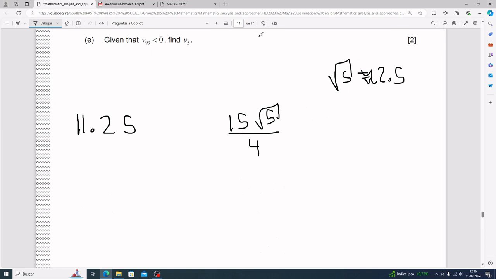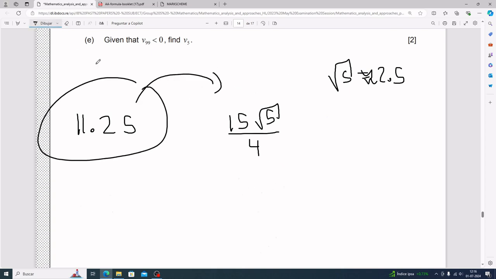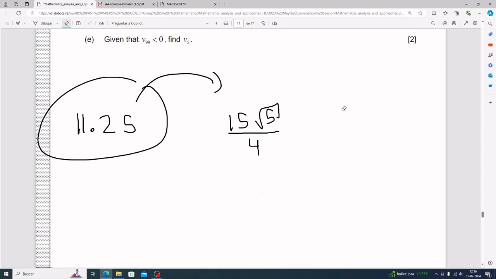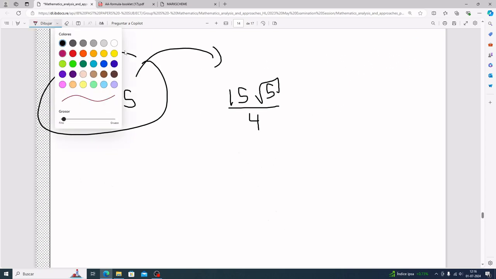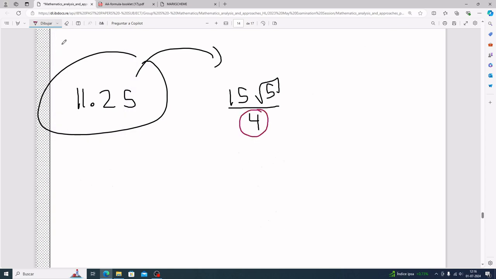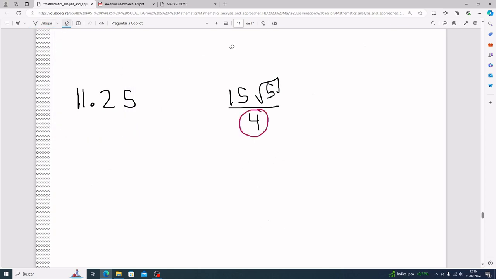I lost my train of thought for a second, but essentially you either try to make this one more similar to that one, or you try to make that one more similar to this one. So now I'm going to show you that alternative, making the 11.25 as similar as you can to the one on the right. So one thing you can notice is that here it's being divided by 4. So that means you can take the 11.25 and amplify it by 4 over 4, right?